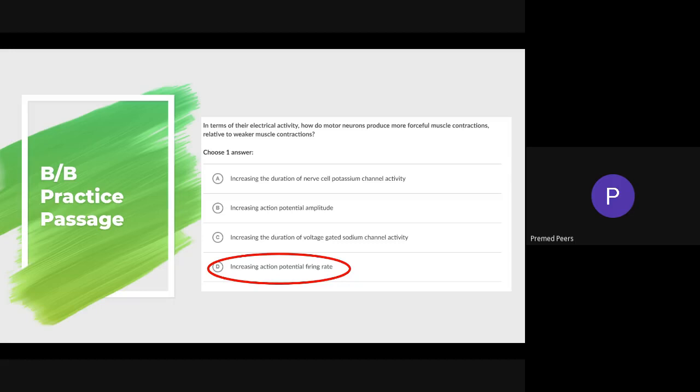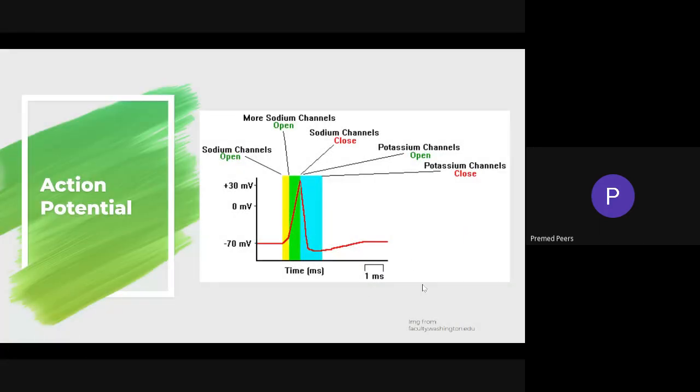For A, increasing the duration of nerve cell potassium channel activity. If you'll recall, potassium channels are actually responsible for repolarization. I included here a diagram of an action potential graph. As you see, potassium channels will open as that action potential peaks, and that will cause repolarization to occur. So if potassium channel activity is increased or the duration is longer, then in reality you're going to have a slower response because it's going to be harder for the action potential to get over that threshold.